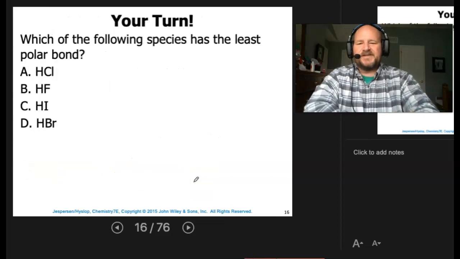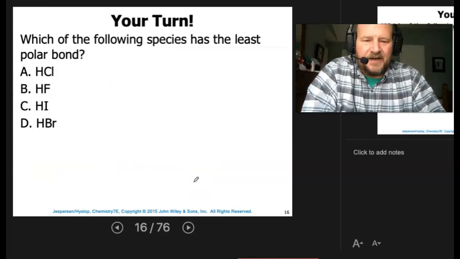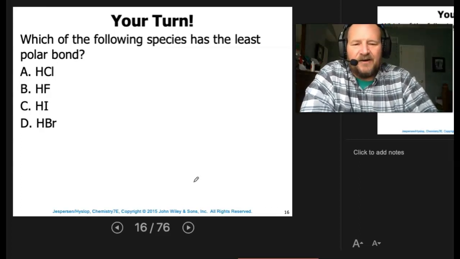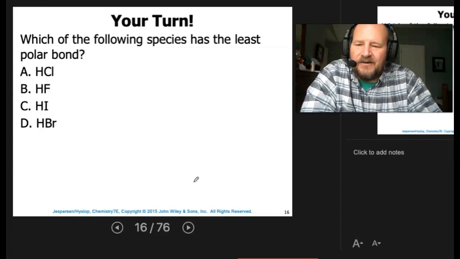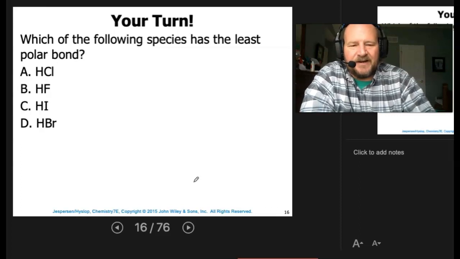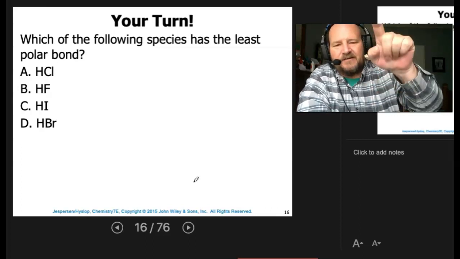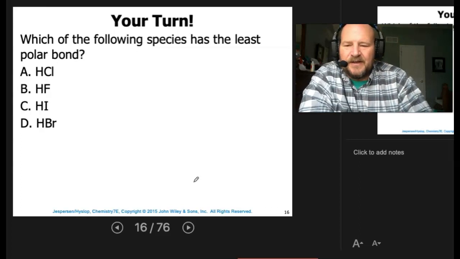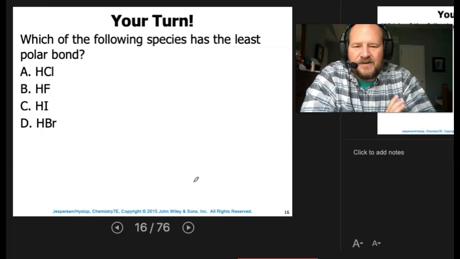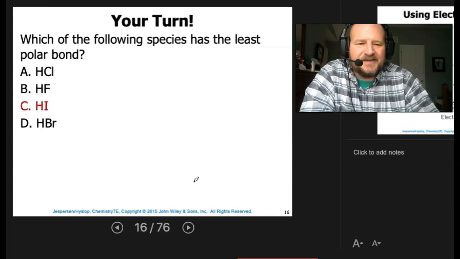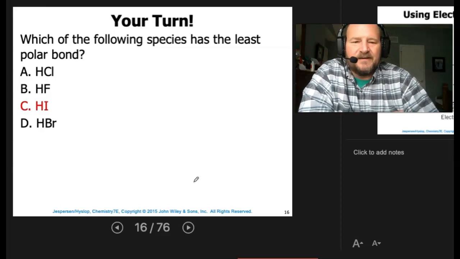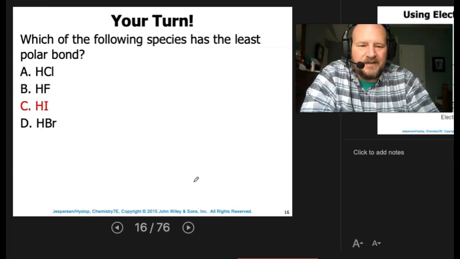All right, so which of the following species has the least polar bond? So like, that's the other way I can play it, right? So now you don't have to worry about whether it's polar or nonpolar, you're looking for the least polar of these. So HCl, HF, HI, or HBr. Well, if we go back and look at that periodic table, we see the electronegativities go down as we come down the group. And we're looking for the difference. Hydrogen's going to remain the same number, which means iodine being at the bottom of that list has to be the one that's going to give us the least polar bond.